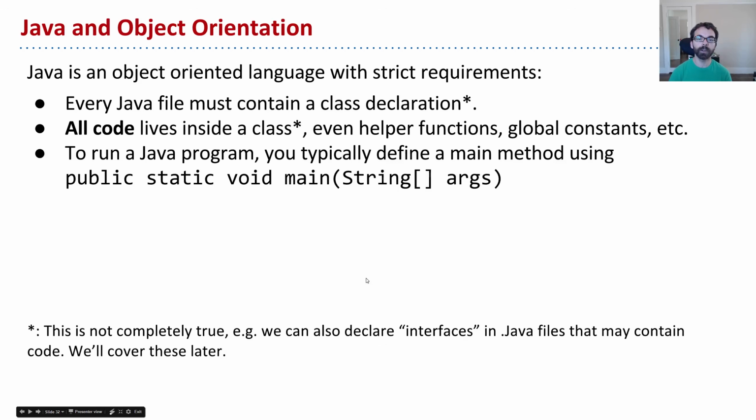Likewise, any piece of code you write, say the larger method we wrote, has to be part of a class. The square root function in Java is part of a class called Math. And we'll see later that things like global constants, those too are part of a class.